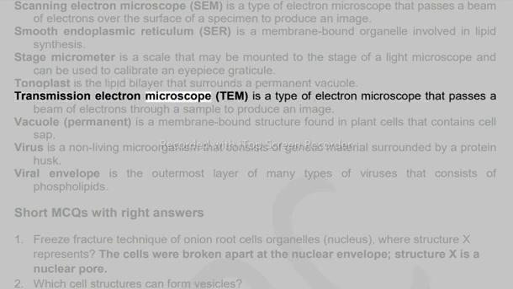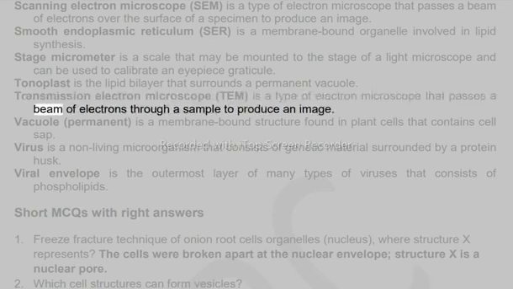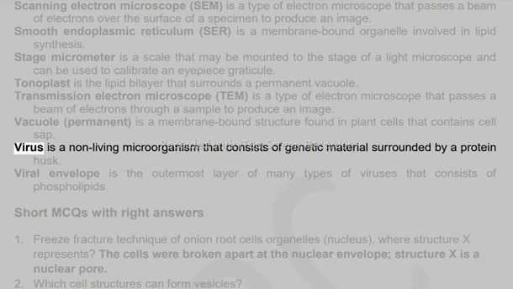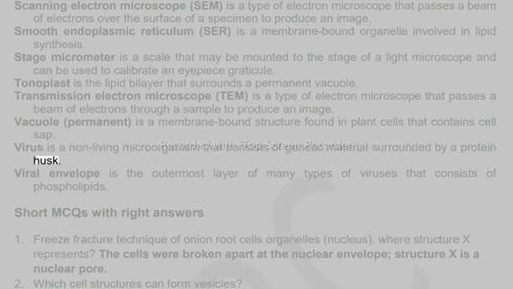Transmission electron microscope, TEM, is a type of electron microscope that passes a beam of electrons through a sample to produce an image. Vacuole, permanent, is a membrane-bound structure found in plant cells that contain cell sap. Virus is a non-living microorganism that consists of genetic material surrounded by a protein husk. Viral envelope is the outermost layer of many types of viruses that consists of phospholipids.